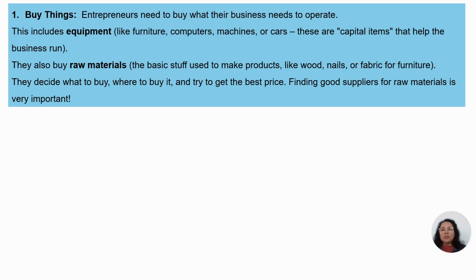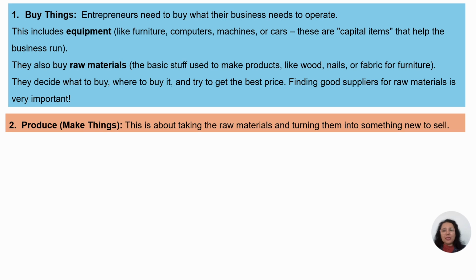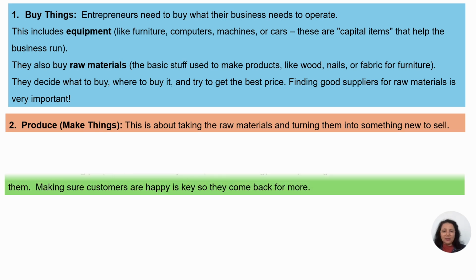Then you need to buy the raw materials, and this caters for all the different businesses. So some businesses are going to buy products like wood, nails, fabric, furniture, or they're going to buy plants if you're going to have a nursery, or clothing if you're going to have a clothing store. So you need to buy things. Then you're going to produce things. So if you're going to produce things, you need to have raw materials. So you're going to turn these raw materials into something that you're going to sell.